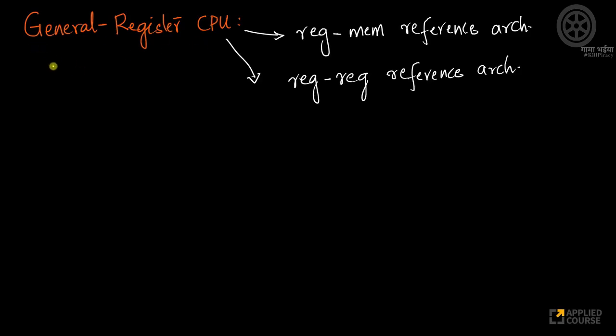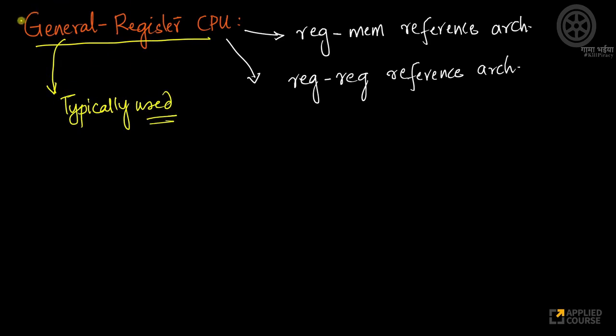So the next CPU architecture or CPU organization is called general register CPUs. These are the types of CPUs that we typically use nowadays, and they are widely used. That's why they're called general register CPUs. Here you notice there is a lot of focus on the registers. Again, registers are memory locations within the CPU that we have discussed.